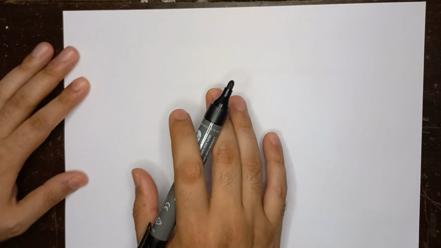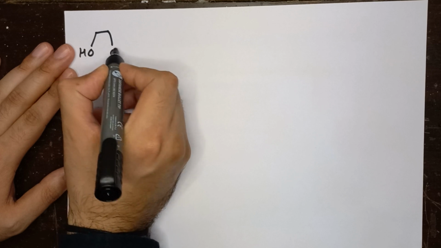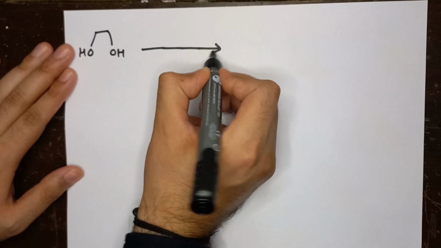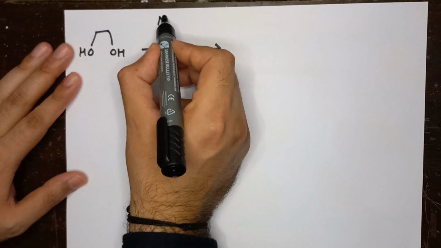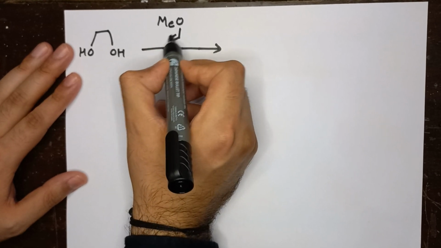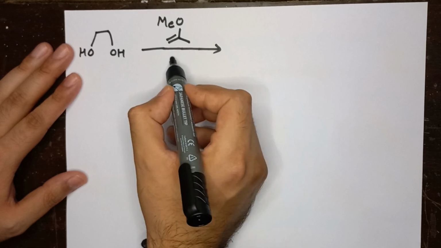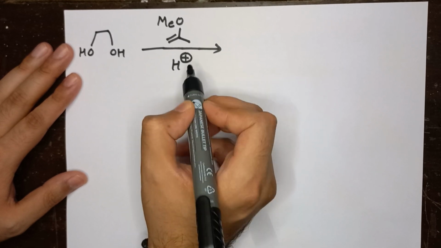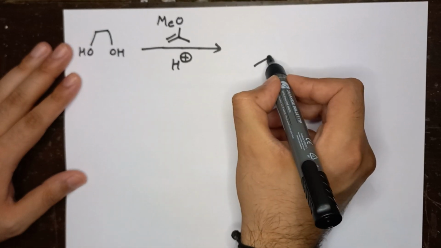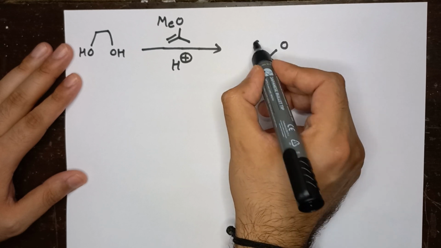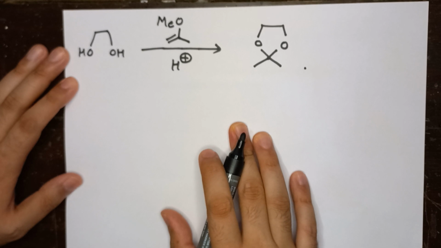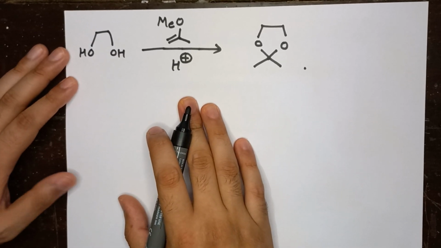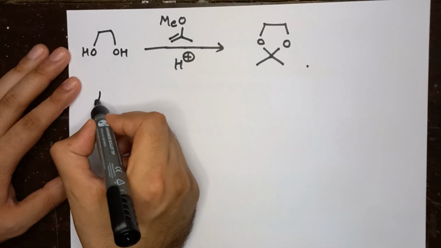Okay, now let's talk about the third method. So this is my diol. I can react this with the enolic ether in catalytic amount of H plus ion, and I will be able to generate the protected product. So feel free to pause the video and try this mechanism by yourself. Okay, so let's begin.